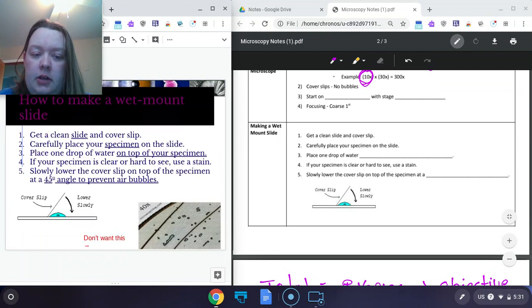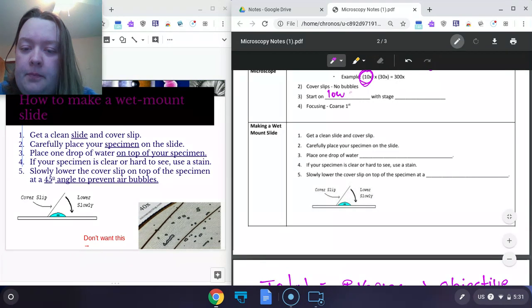All right, so it looks like I forgot to fill this in. You always start on your low objective with the stage all the way up.